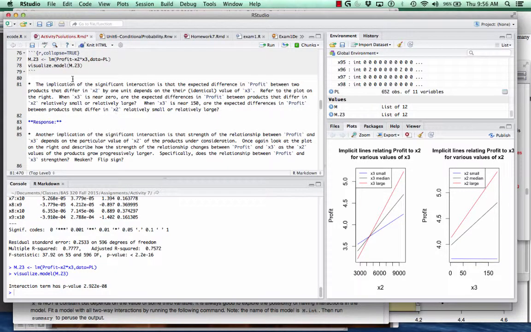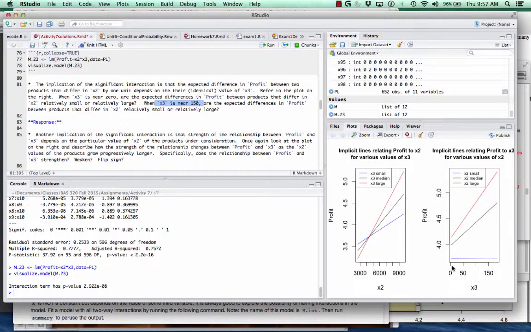When we have a statistically significant interaction, one of the implications is that the expected difference in y, in this case the expected difference in profit, between two products that differ in x2 by 1 unit is no longer a constant. It actually depends on the particular value of x3 of the two products I'm comparing. So we're going to talk about that by looking at the plot on the right. When x3 is near 0, are the expected differences in profit between products that differ in x2 relatively small or relatively large? And at values of x3 near 150, are the expected differences in profits big or small?